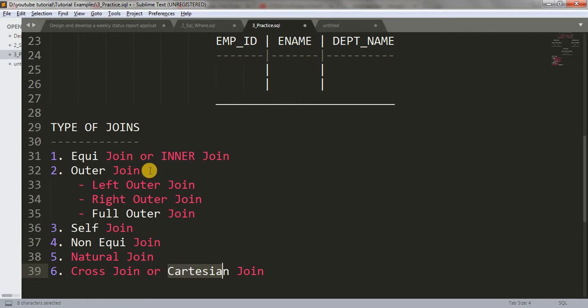I'll explain all these joins one by one with examples, don't worry. In our coming videos, we'll learn about all of these. Out of these six joins, these three are very important. All the other joins depend on these three, and mostly we use only these three joins. The others are used very rarely, but these three are frequently used joins.